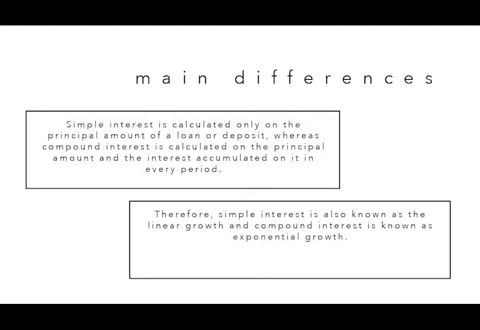As seen from the previous examples, there is a vast difference between the two formulas. Simple interest is computed on the original amount without accumulating the interest earned. Therefore, simple interest is also known as linear growth, and compound interest is known as exponential growth.